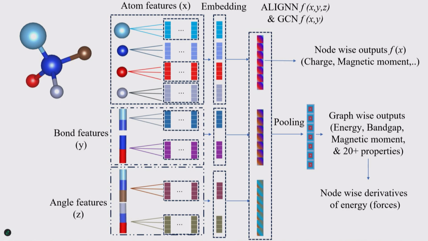Okay, and from the concatenated thing, you can predict a global property like energy, band gap, and whatnot. Or if you have the node level features, you can predict things like charges, magnetic moment, and so on. Okay, so it's a very versatile methodology.